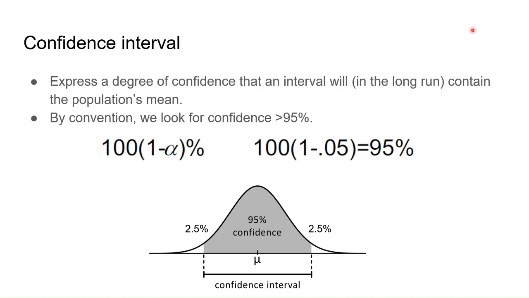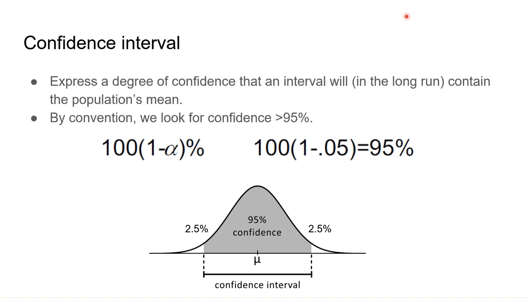Let's move on to confidence intervals, which express a degree of confidence that an interval will in the long run contain the population's mean. Confidence intervals have upper and lower limits. By convention, at a minimum, we look for confidence that is greater than 95%, meaning that should you repeat an experiment or survey over and over again, 95% of the time your results will match the results you get from a population. The formula for the confidence is this one, where alpha denotes the error we will accept.